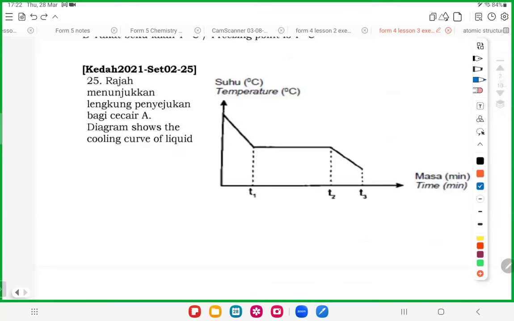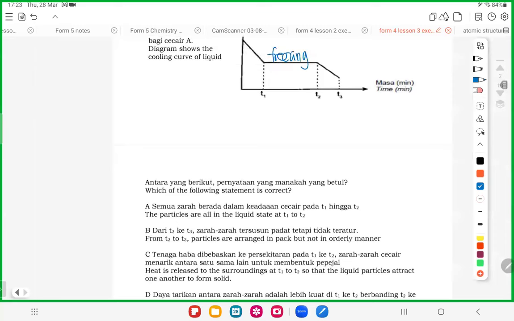Same thing, you know already. You are given a liquid in the first place. When you cool down the liquid, you expect this process should be freezing, isn't it? True or not? You are given a liquid and you are cooling it down, so this process is a freezing process. Yeah? All right. So now, which of the following statements is correct?